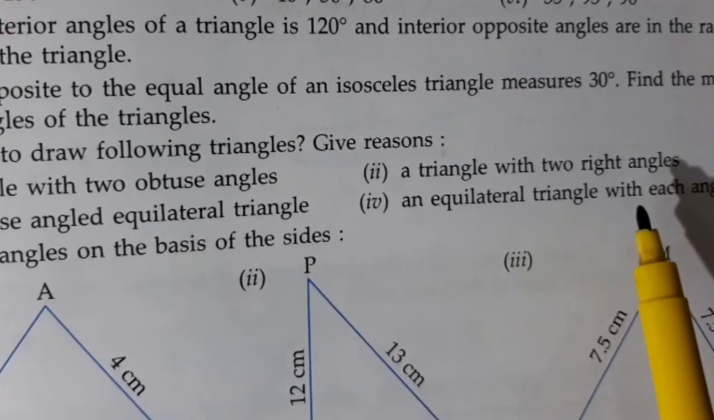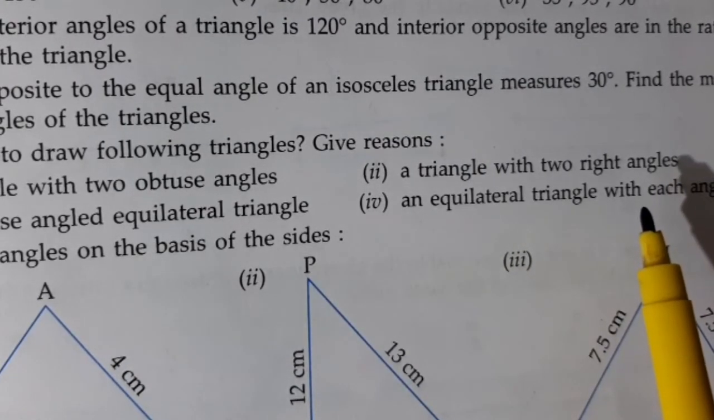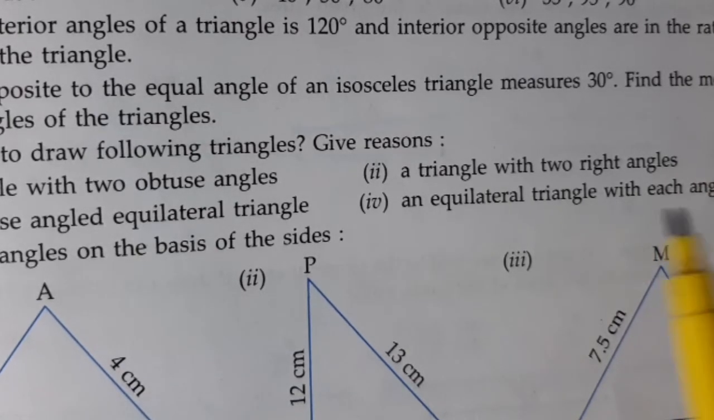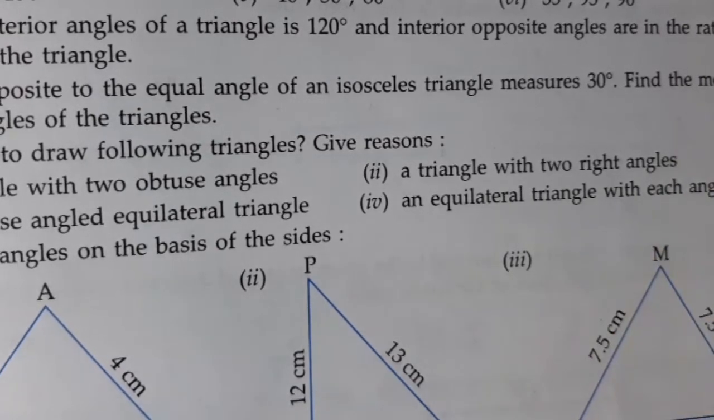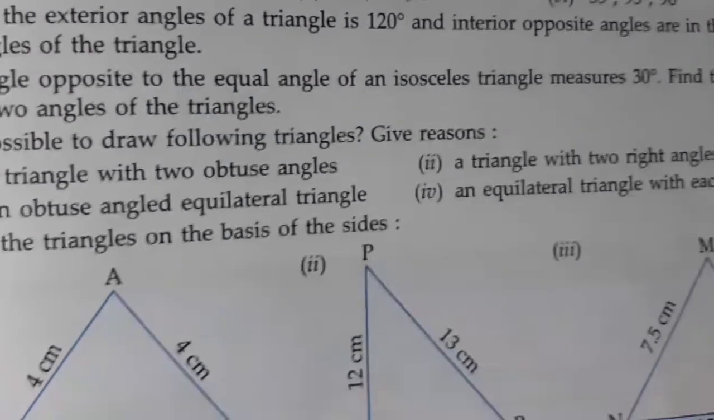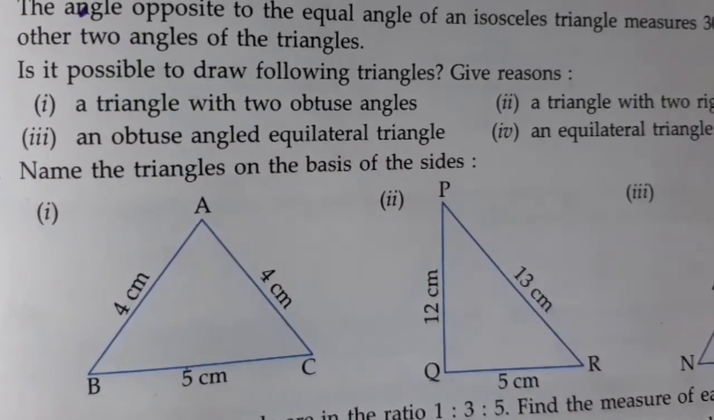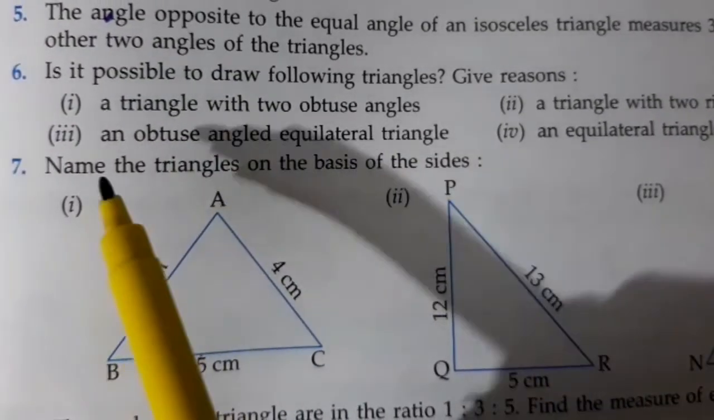Second part, a triangle with two right angles. Again no, the reason a triangle can't have two right angles is because the sum of the angles would add up to more than 180 degrees. The same reason, because here the two angles 90 plus 90 will become 180 and some measure of a third angle should also be there. So the sum of three angles will add up to more than 180. So it is not possible.